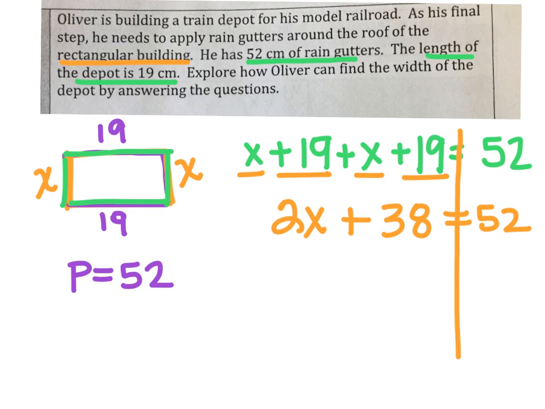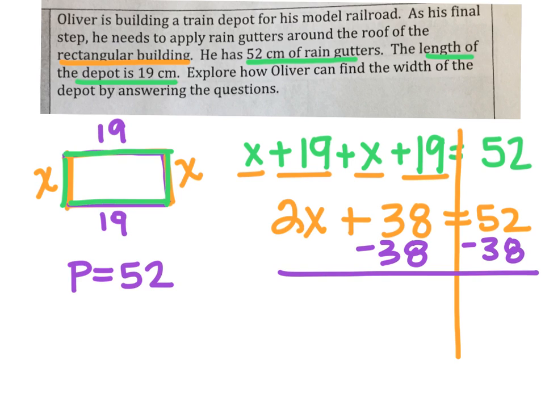All right, my next step, I want to get the x's by themselves on this side, so I need to get rid of this plus 38. Well, I can subtract 38 or take away 38 from both sides. All right, so I'm going to do that. When I do 52 minus 38, I end up with 14. On the other side, this will make 0, so I'm just left with 2x.